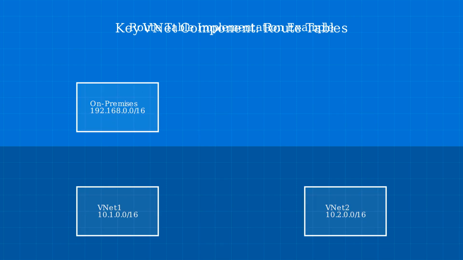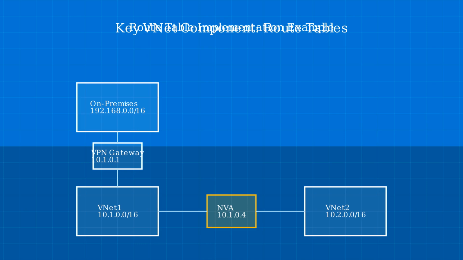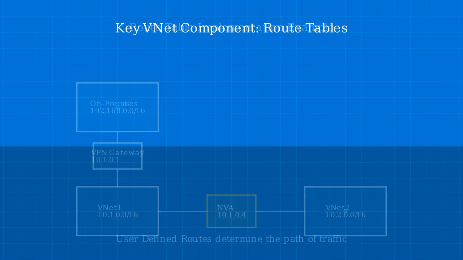Here we have two virtual networks and an on-premises network. A network virtual appliance can be placed between VNets to provide advanced security or networking features, and a VPN gateway connects the Azure environment to on-premises networks. Now let's connect these components. With user-defined routes, traffic from VNet 1 to VNet 2 is directed through the network virtual appliance. Similarly, traffic to on-premises networks is routed through the VPN gateway.